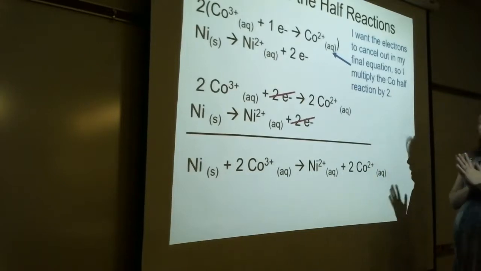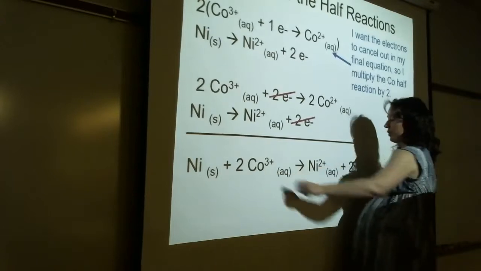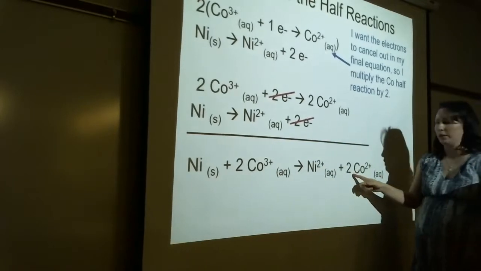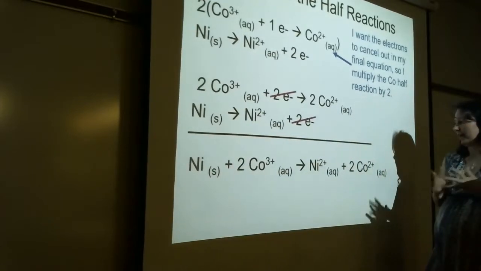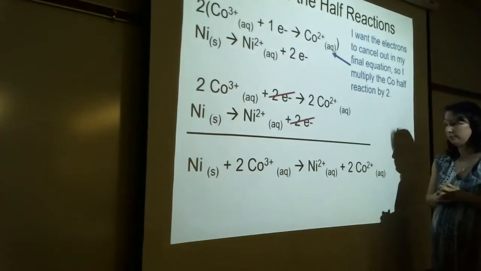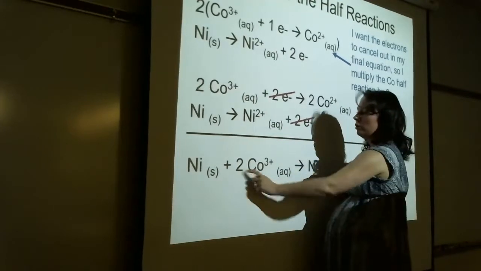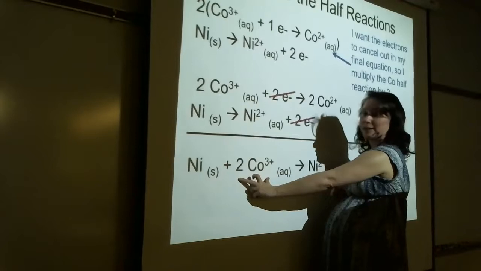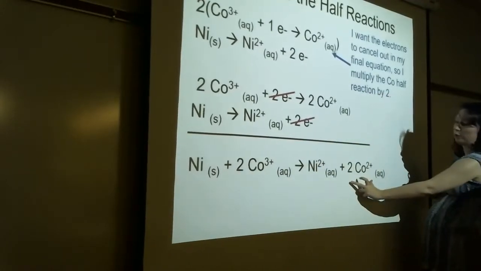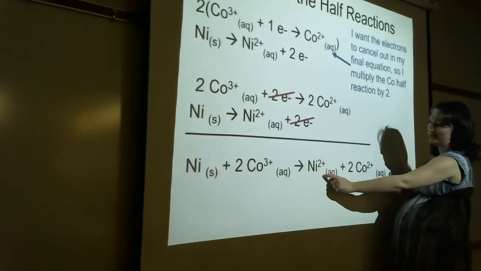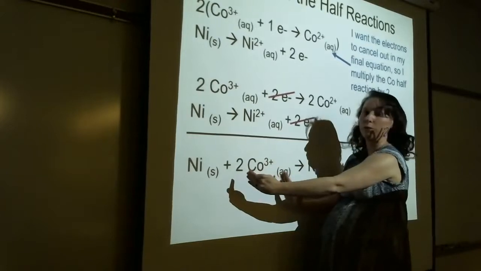Now let's check that we haven't messed anything up in terms of our stoichiometry. 2 cobalts, no big deal. 1 nickel, no big deal. Let's check in terms of charge. We should have a net charge that's the same on both sides, right? 2 times 3 is +6. And then we've got 2 times 2 is 4, plus 2 is 6. So a net charge of +6, a net charge of +6.